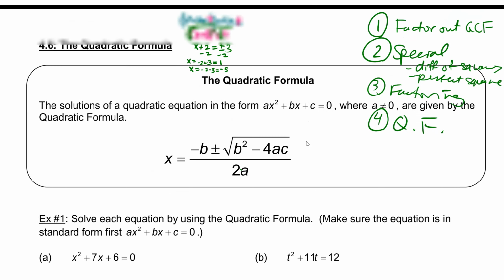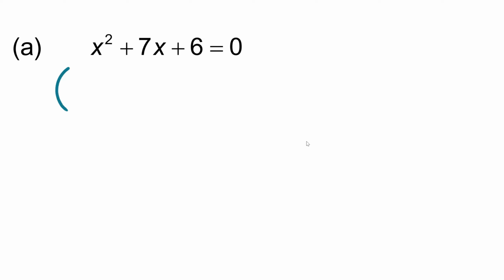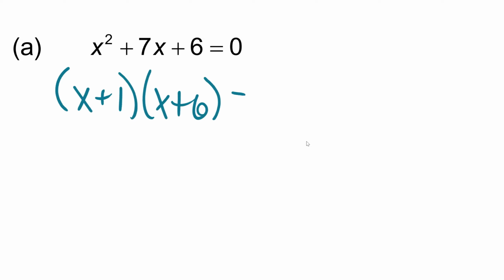Top of page 40. All right, so no greatest common factor. It's not a special case. Let's try factoring. Do you know numbers that add to 7, multiply to 6? Add to 7, multiply to 6. 6 and 1. So I can factor, say, x plus 1 times x plus 6 equals 0.